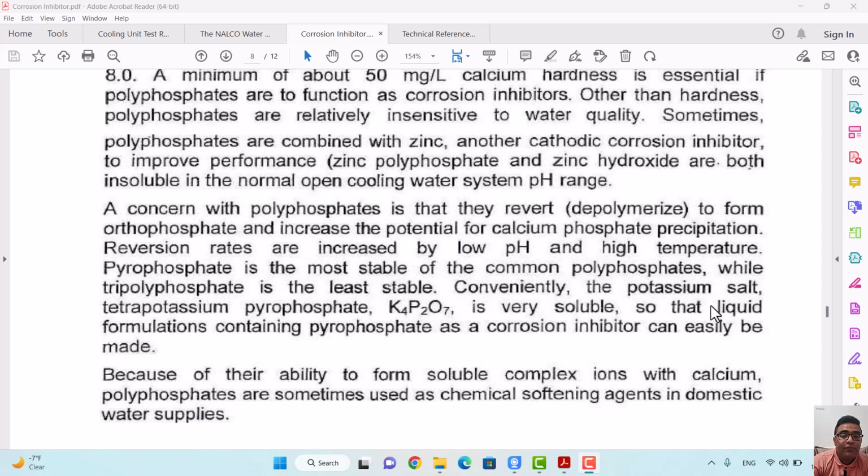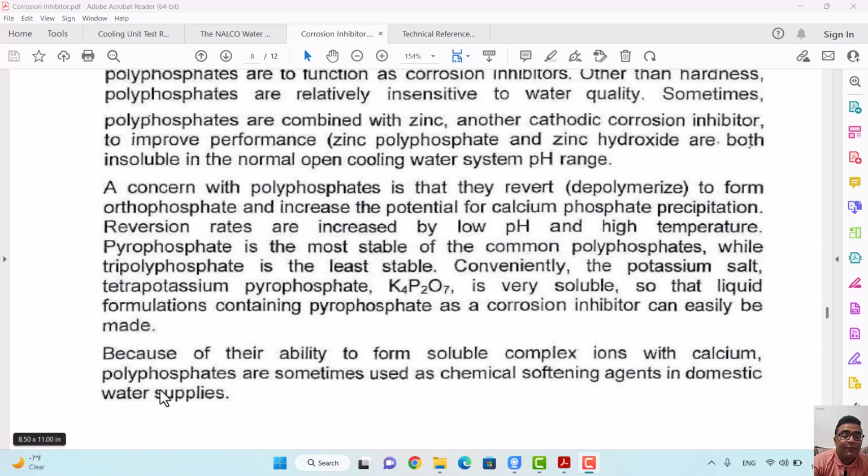Conveniently, the potassium salt, tetrapotassium pyrophosphate, is very soluble so that liquid formulations containing pyrophosphate as a corrosion inhibitor can easily be made. Because of their ability to form soluble complex ions with calcium, polyphosphates are sometimes used as chemical softening agents in domestic water supplies.